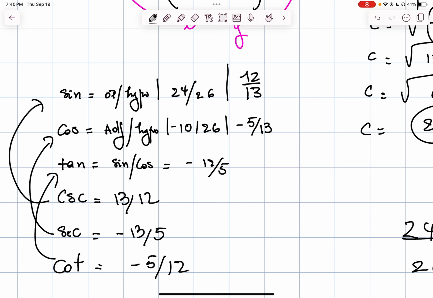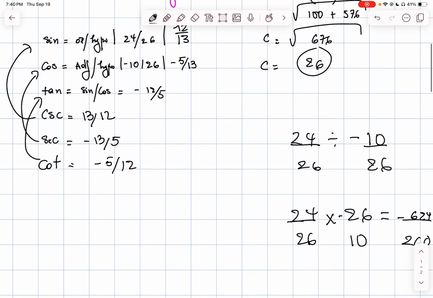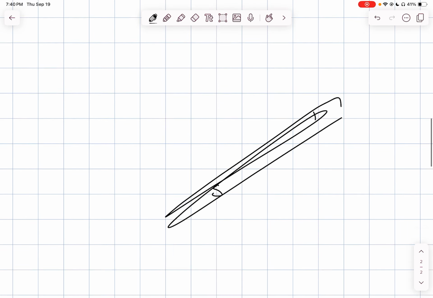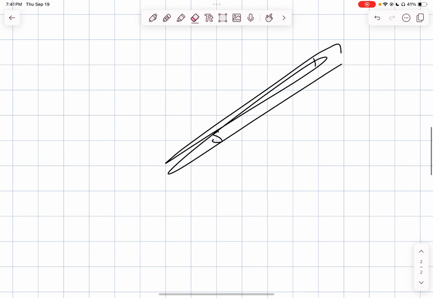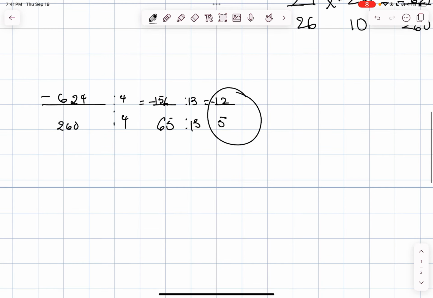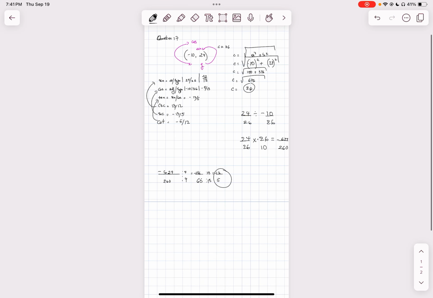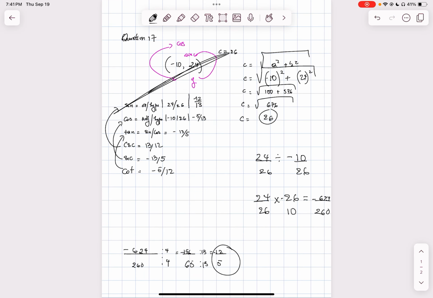That was pretty much it for question number 17. It's a little bit exhausting because there's a lot you have to do, but as long as you master every single step, it will be really easy for you to go through and have fun with it. I will see you guys for question number 18, and that'll be pretty much it for 17.